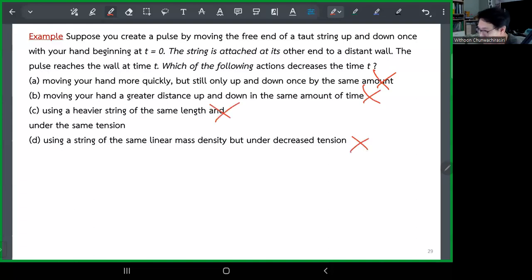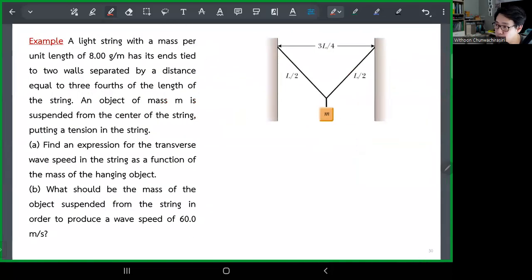All right. Of course, this isn't multiple choice. It just says which of the following actions. So the answer is none of them. But I hope you understand how to make the connection between the speed of the wave traveling and the physical parameters, where we drew the conclusion that only two parameters are involved here: the tension of the string and the linear mass density. Cool. All right, guys, try this one.